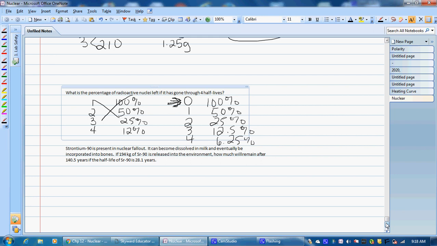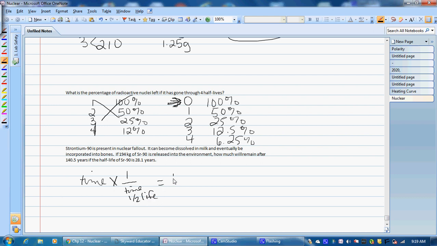Okay, so here what we want to look at is our equation that we want to use here. Oh, I need to get my pen working, sorry. The time that we're talking about is going to be multiplied times 1 over your half-life, so the time or length of the half-life. That's always going to tell us how many half-lives it takes to get there.